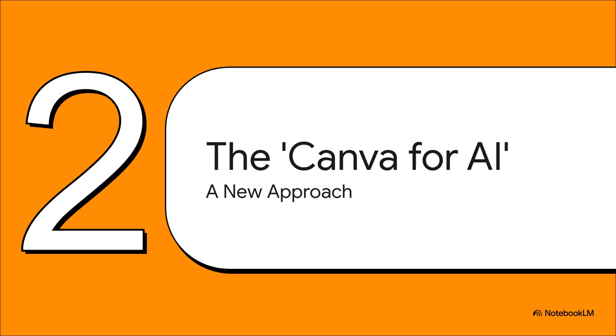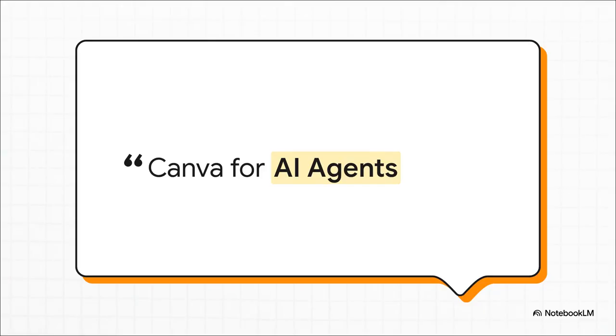In fact, the community has already come up with a perfect nickname for it, the Canva for AI. Yeah, Canva for AI agents. That's the tagline that's really sticking to Deforge. And honestly, it's brilliant. It makes perfect sense, right? Canva opened up graphic design for literally everyone. No formal training needed. Well, Deforge wants to do the exact same thing, but for building AI agents.